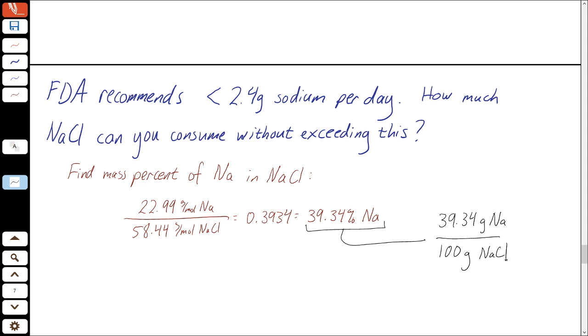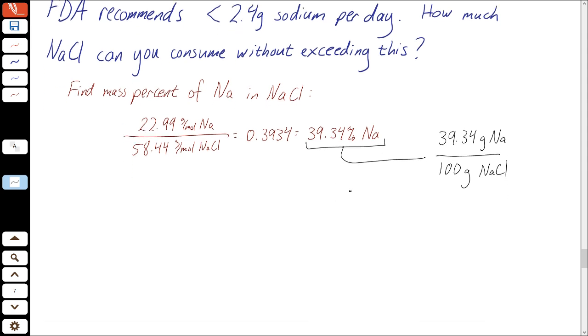So if you know the mass percent, you can just put it over 100 grams of the compound, even if you don't know what the molar mass of the compound is. Let's say it's some mixture of something that you don't have a molar mass for, then you can still use 100 as your denominator. So now we can set this up as a standard conversion.